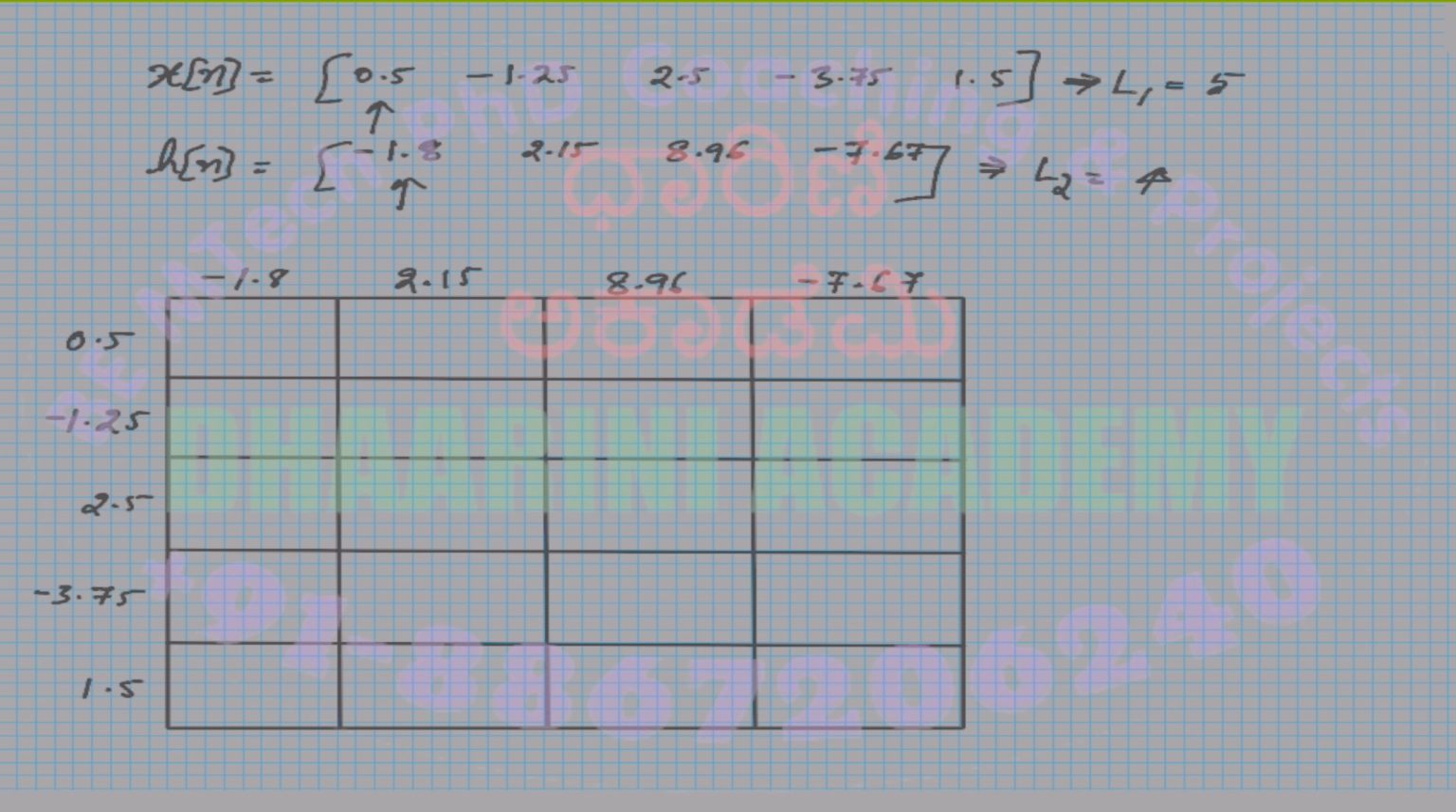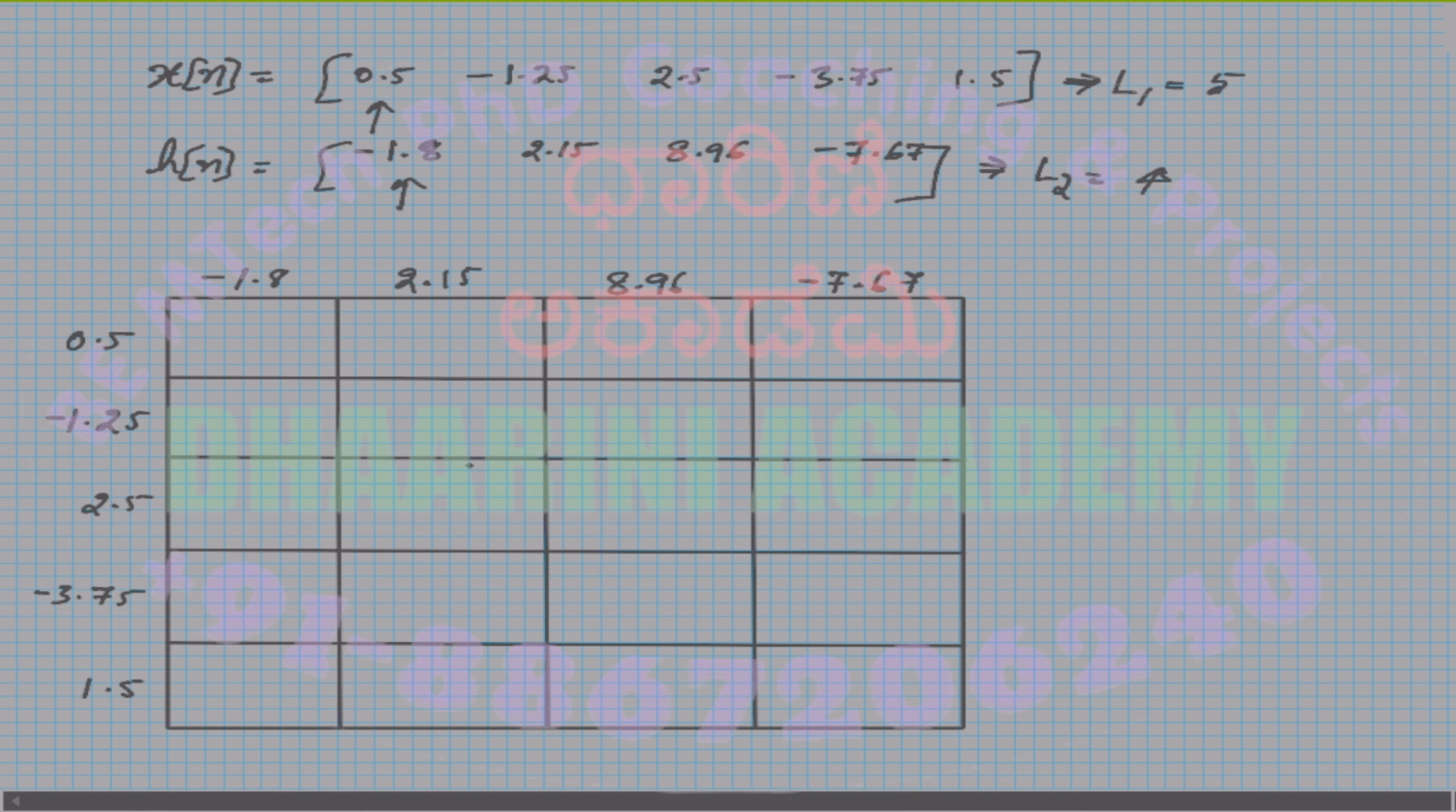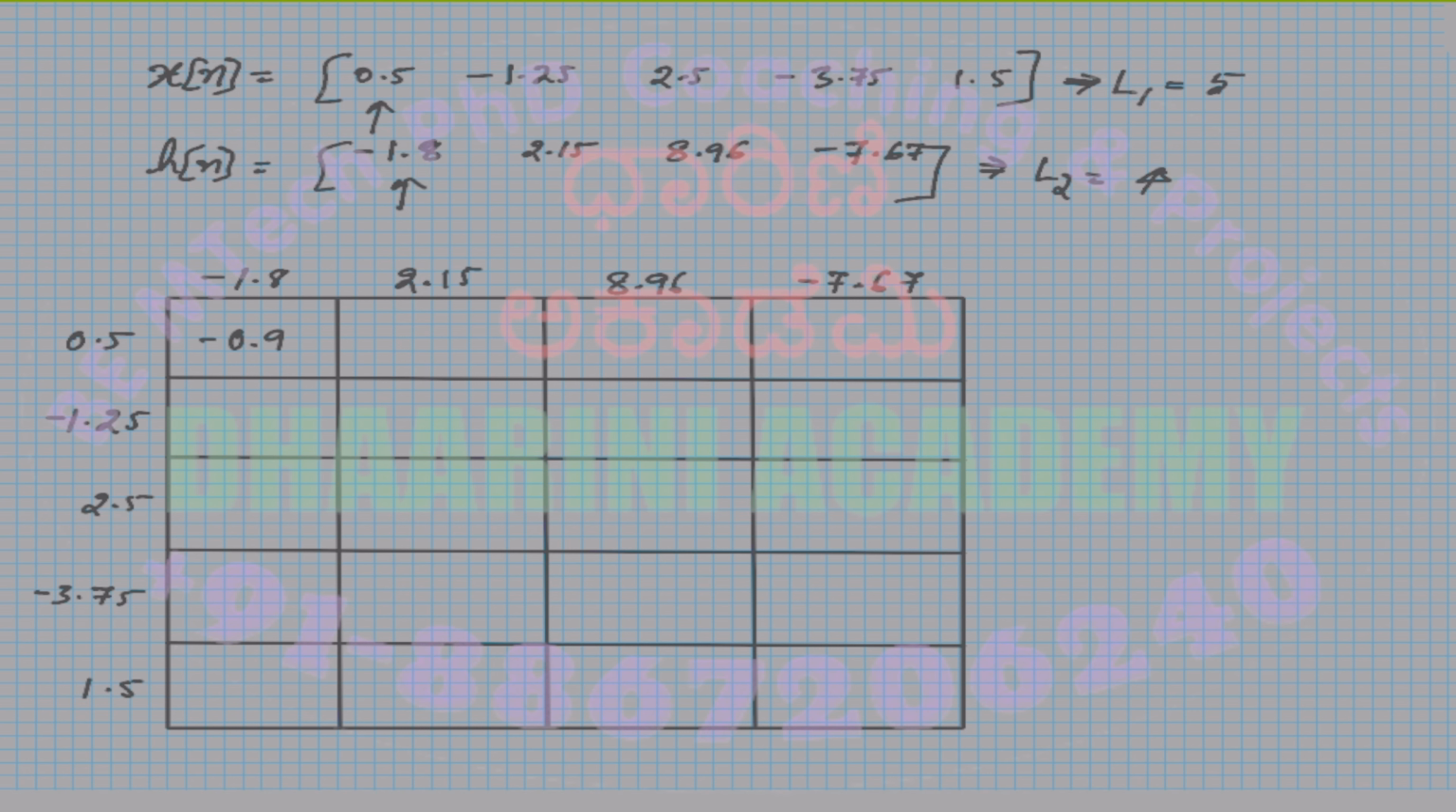Let me know once you have reached till here, then we'll fill it together. In the next step, I want you to multiply both the numbers and fill it here. Like minus 1.8 into 0.5 will be minus 0.9. Like that, you keep filling the whole table. Once you fill, let me know. We'll proceed further.